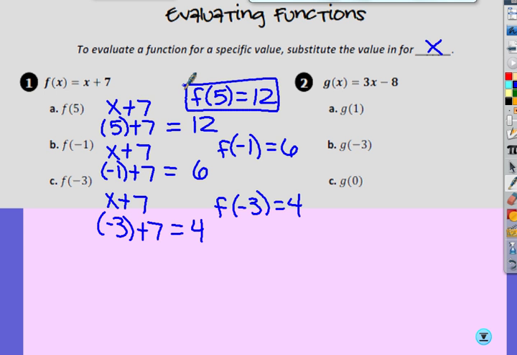For example B, I put negative 1 in for x, giving me f of negative 1 equals 6. For letter C, I replaced x with negative 3 and did negative 3 plus 7 to give me 4. Therefore, f of negative 3 equals 4.